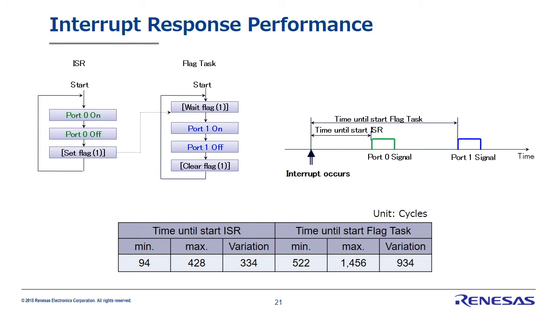This diagram shows interrupt responsiveness. For these evaluations, first we measured the time from the interrupt occurring to the activation of the ISR. And then for when an API was invoked from the ISR, we measured the time until the ISR completes and the new task activates. The time until the ISR activates ranged from 94 to 428 cycles, a variation of 334 cycles. What's more, the time until the next task is executed ranged from 522 to 1,456 cycles, a variation of 934 cycles. So you can clearly see how interrupt responsiveness varies immensely.